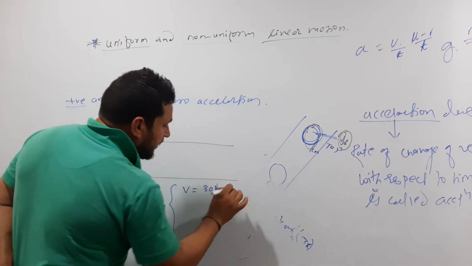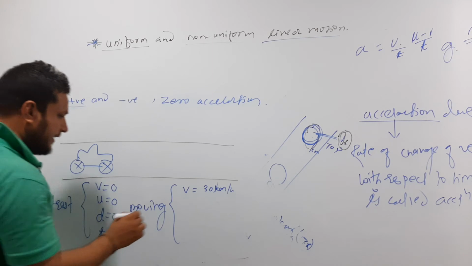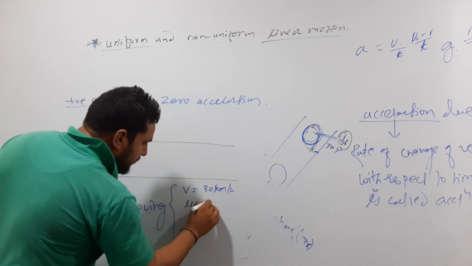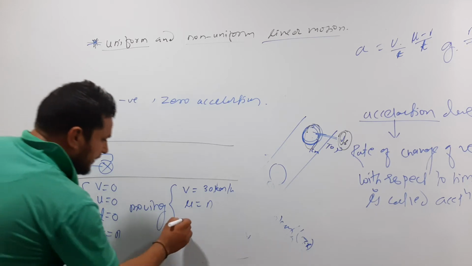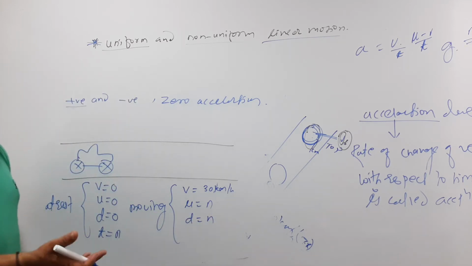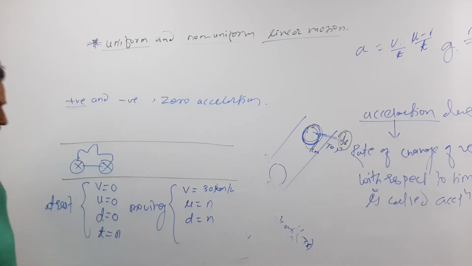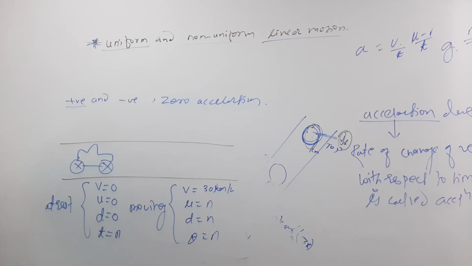Velocity is what? 30 kilometer per hour. Then momentum is what? Something with respect to that specific time. Then displacement is what? That is again something. That is our area to calculate. And here T means what? That is again something.